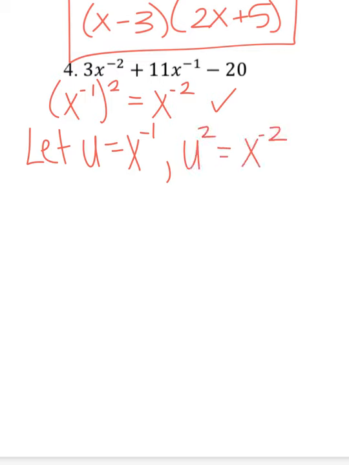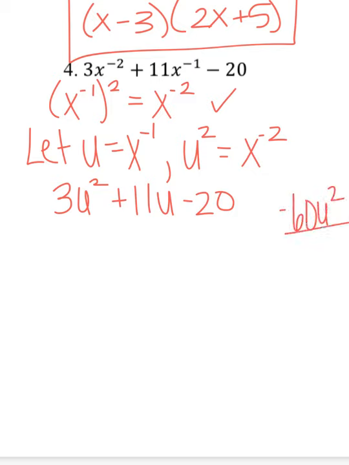The whole purpose of doing this is so that it gets rid of all of that ugly stuff and it looks like something that we've done before, like we did the other day with just regular master product, but instead of an x, you have a u. So this is 3u squared plus 11u minus 20. Master product is negative 60u squared. Two numbers that multiply to be negative 60, add to be 11, are going to be positive 15u, negative 4u.